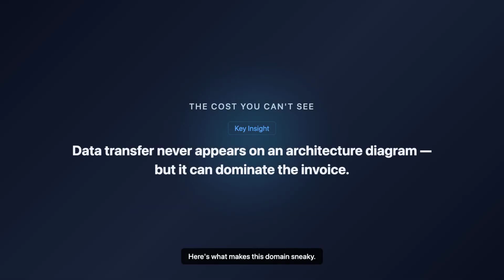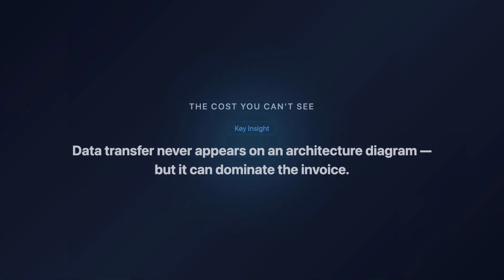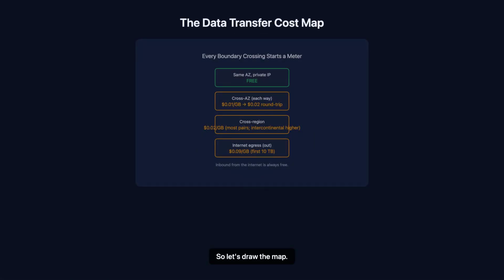Here's what makes this domain sneaky. Every box on your architecture diagram is a service you chose on purpose. But the arrows between those boxes, the data moving along them, never show a price tag. Data transfer is invisible on the whiteboard and very real on the invoice. And at scale, those arrows can cost more than the boxes. So let's draw the map.